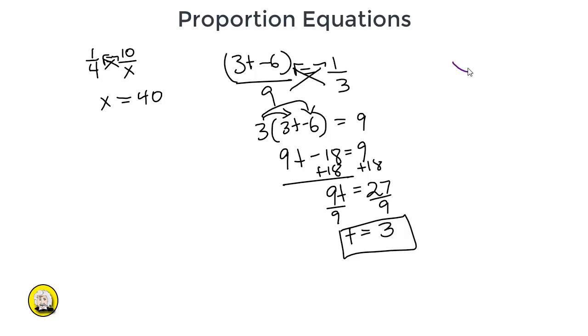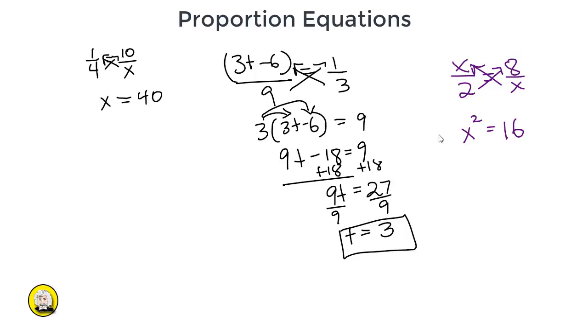Let's suppose we had x over 2 equals 8 over x. Well, what's the first step you typically take in any proportion equation? Cross multiply. Well, in this case, we get a little different result because on the left side, that's x times x, or x squared, equals 2 times 8, or 16.